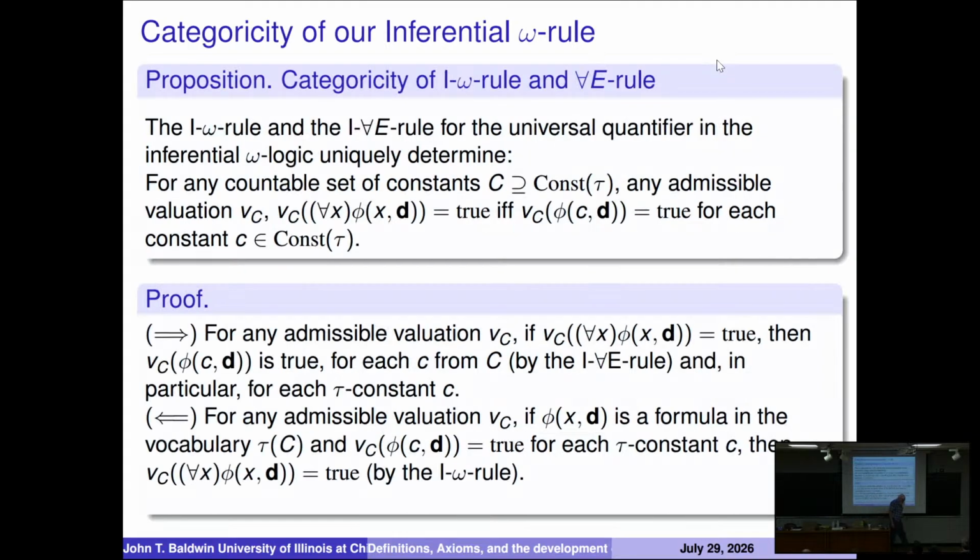Right, and now we want to prove that this rule of inference is categorical. So this is the inferential logic theorem. If you have an admissible valuation, looking first at the direction that if the universal statement is true, then all the constants are true, well, this is just exactly the for-all introduction rule. And on the other hand, saying that if it's true for these particular constants, then it's true for everything, is the omega rule, or we call it the inferential omega rule.